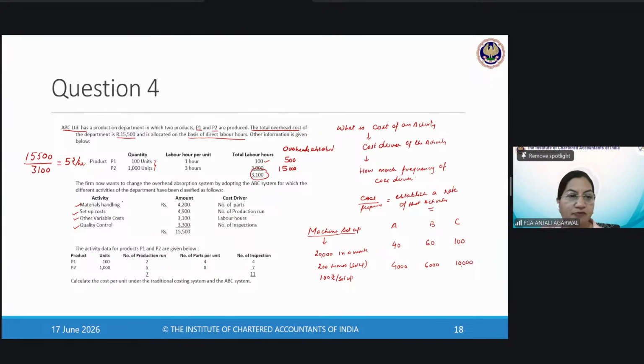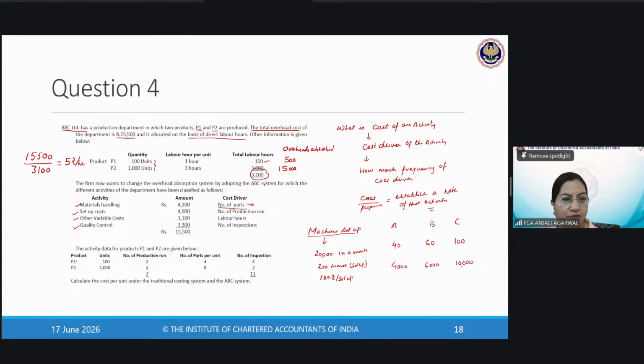What is the cost driver for material handling? The cost driver for material handling depends on the number of parts. For setup cost, it is the number of production runs. Other variable cost, you can take on labor hours. Quality control depends upon the number of inspections done for P1 or P2. So we will have to see how many parts were totally used in this particular period.